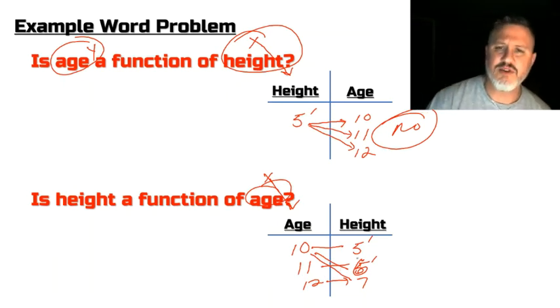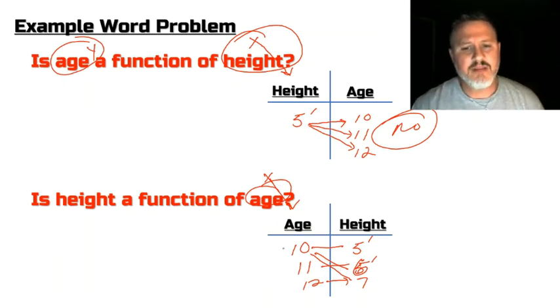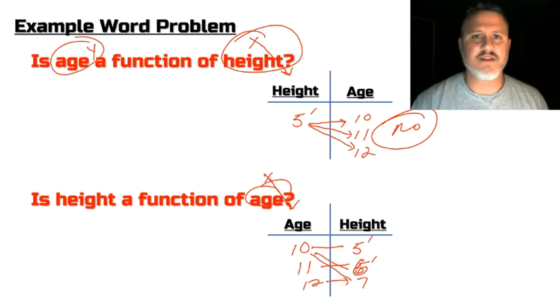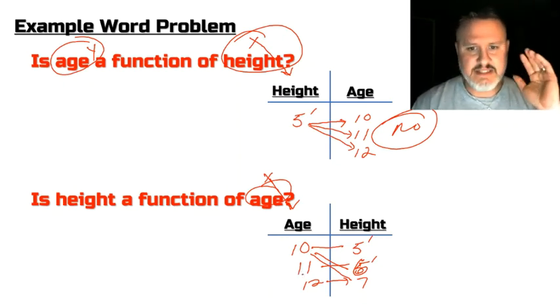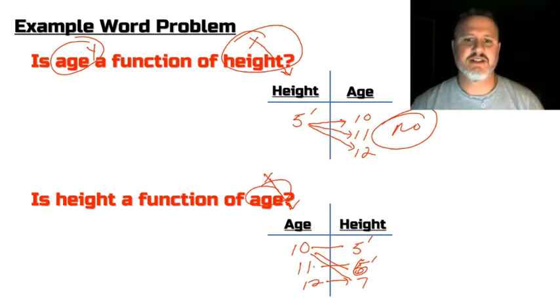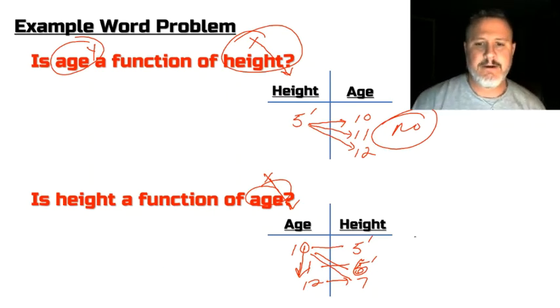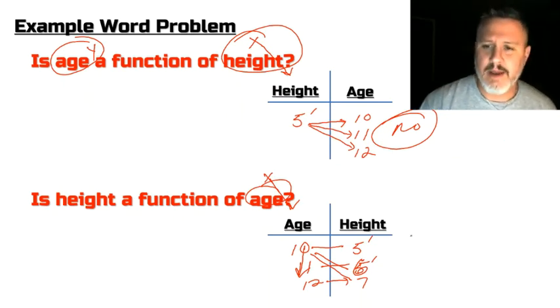But are you ever going to be two different heights? This is the question I have to ask you. Are you ever going to be two different heights at the same age? And you might say, yeah, when I was 10 years old, I was a lot of different heights. But think about age: you're never really the same age for the same amount of time. You're always 10 years old in 1 second, 10 years old in 2 seconds, 10 years old in 3 seconds. So your age is constantly increasing. Every second, every millisecond, it's going up. And that means you'll never be the same age for two different heights. Height for age, yes. So yes, this is a function.